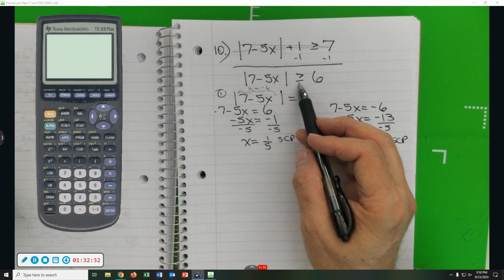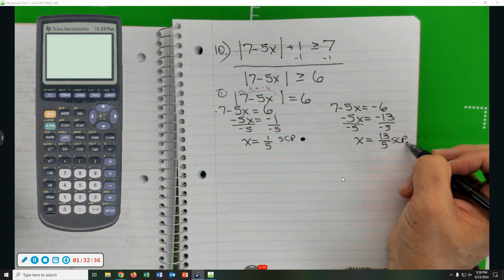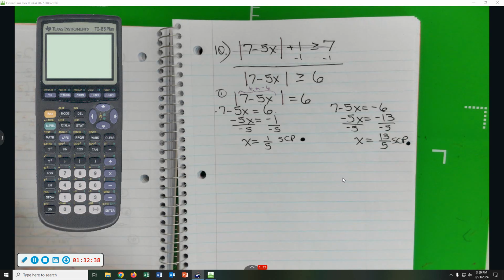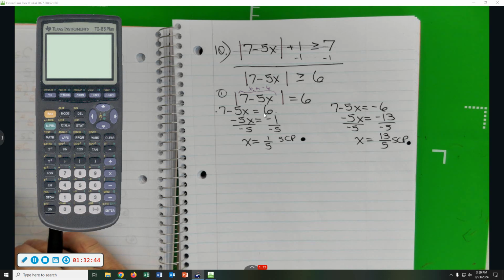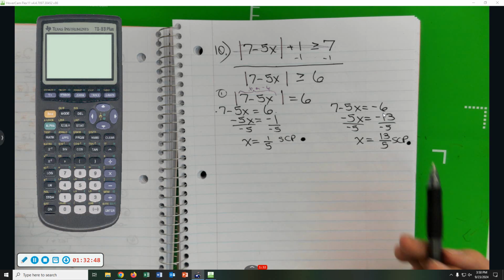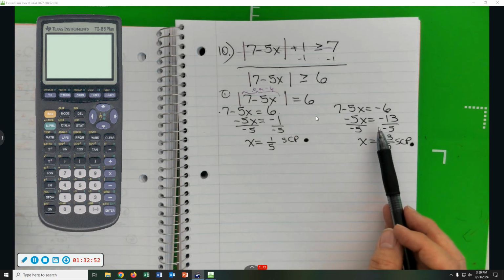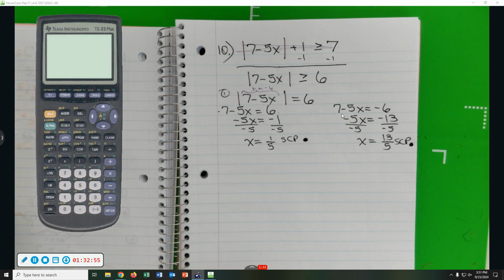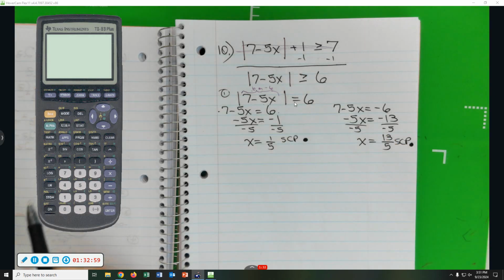How will those be labeled? Closed, because there's equality. So these are going to be closed circles on the number line. Now I remember solving absolute value equations on Wednesday, correct? That's why we solved absolute value equations. We're supposed to solve absolute value inequalities in this course. Well, the first step to solve an inequality is to solve the equation.